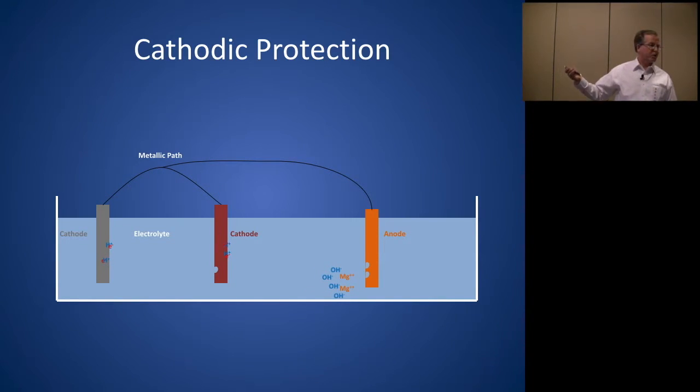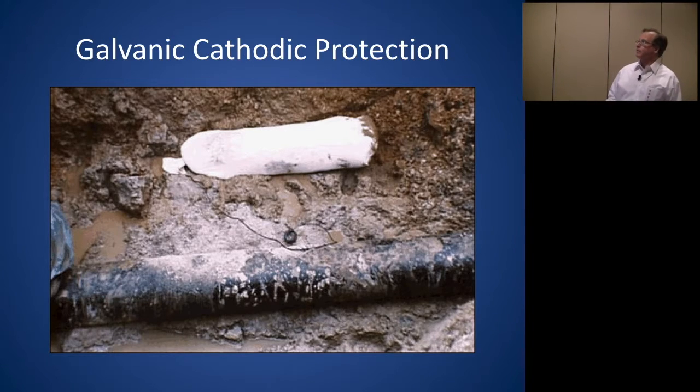We can monitor it. We can measure it. We can protect both of these here. Excuse me. That's kind of what it looks like out in the field. You got a ductile iron pipe. This is a chunk of magnesium inside a cloth sack that has bentonite clay in it and a couple of little scavenger chemicals in it, like sodium sulfate.